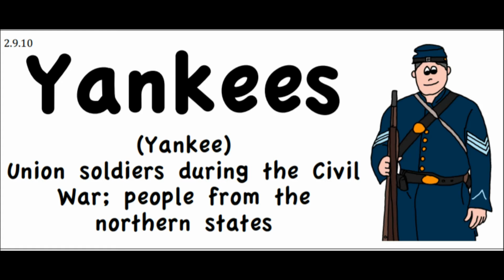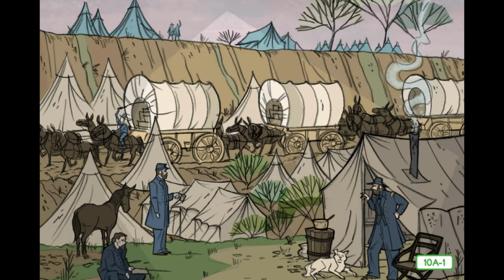Yankees. Yankees was a nickname given to Union soldiers during the Civil War, or people from the northern states. So during the Civil War, the Yankees, or the Union, were fighting against the rebels, or the Confederacy. The date was May 4th, 1864. The day before, marching with a strength of over 118,000 soldiers, the Army of the Potomac crossed the Rapidan River in the middle of Virginia.